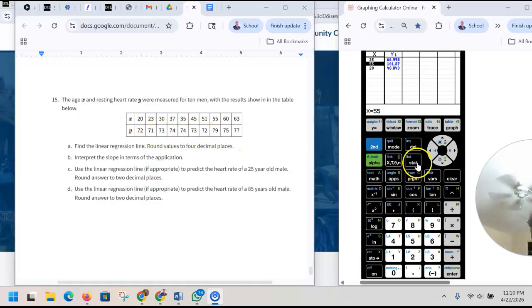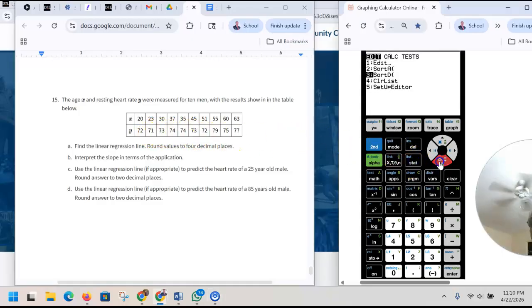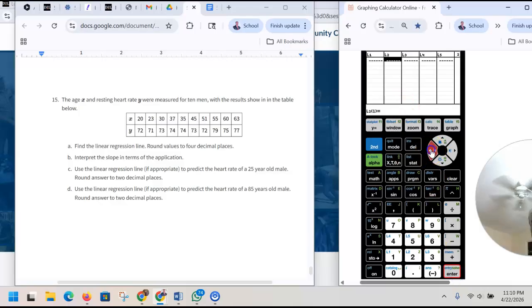So what I'm going to do is go to stat and then clear the old one. Okay, you guys already know what to do. Open parenthesis, second L1, comma, second L2, close it, and enter. Everything is done. Go to stat, edit, and let's put the numbers in the first list.